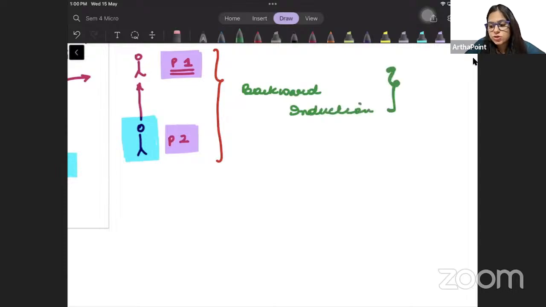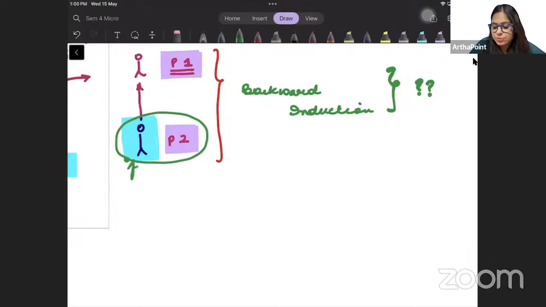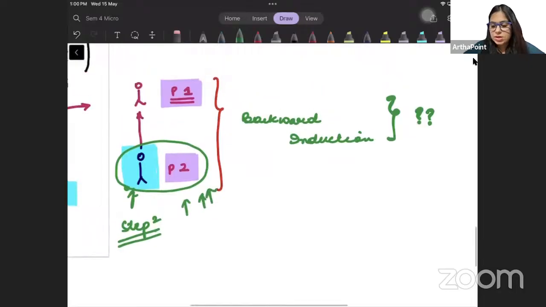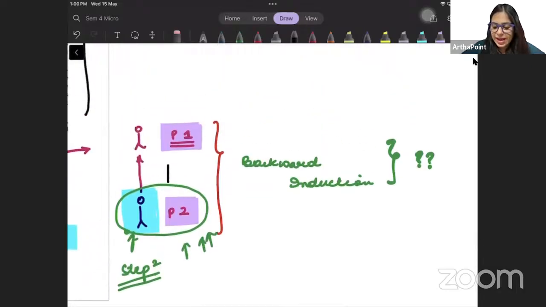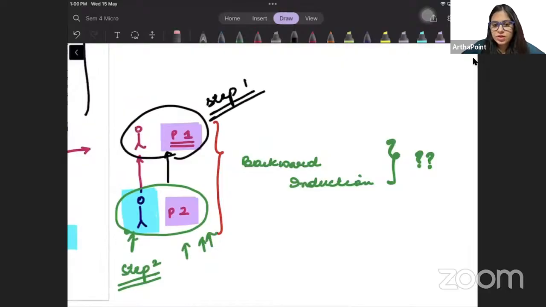What is backward induction now? In backward induction, we first solve step 2. We go backward, we walk in reverse. So we first solve step 2. Then we go one step back and we solve for step 1. So we first solve step 2 and we then solve step 1. Am I clear with this? Is this clear? Okay.